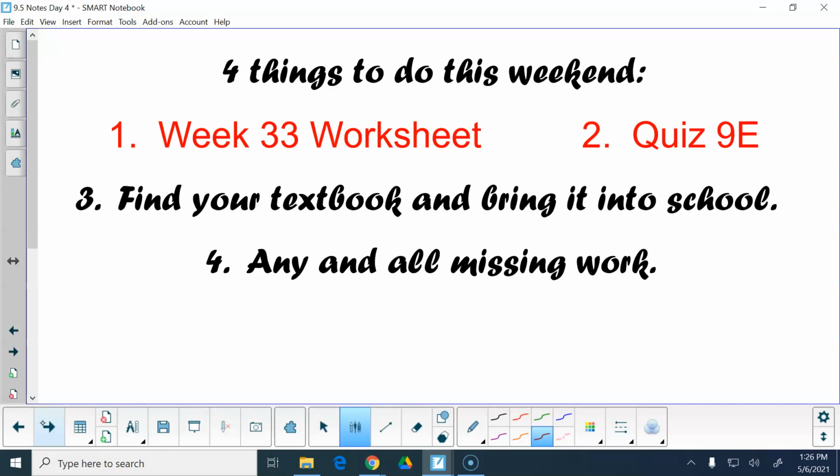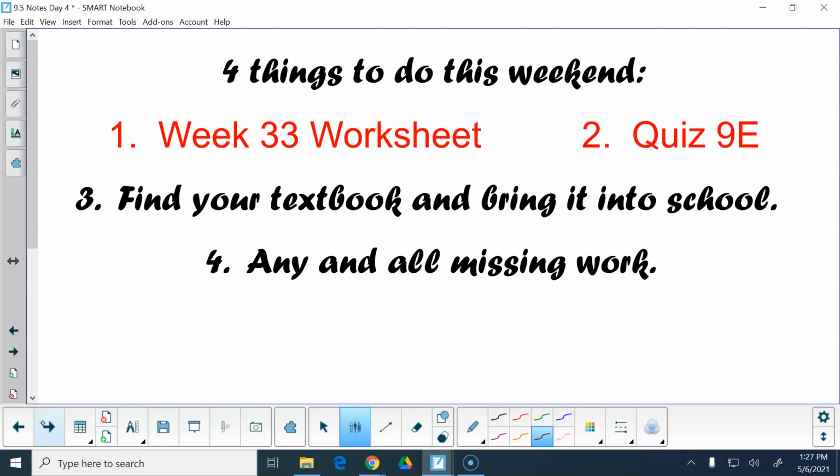Third thing, if you checked out a textbook at the beginning of the year, bring that back whenever you're ready for it. If it's not back by the 20th of May, I'm going to charge you $50 for it. Originally, I think to replace them now, they're like $66 or something like that, which has come down a little bit, but we just charge $50 because they're used.